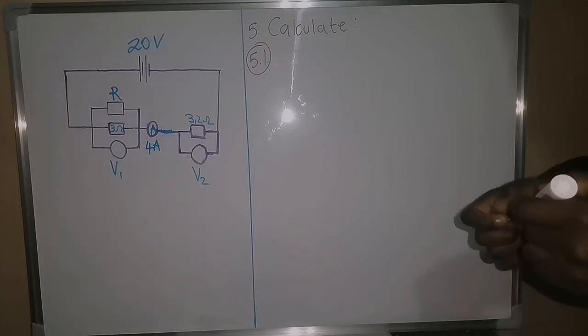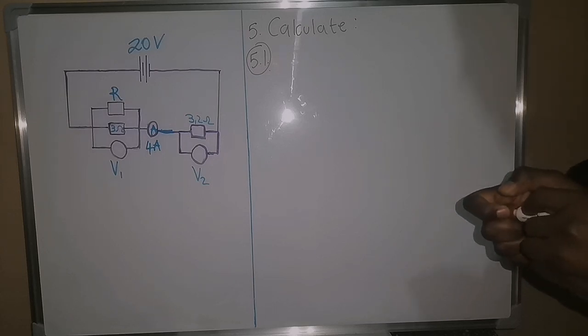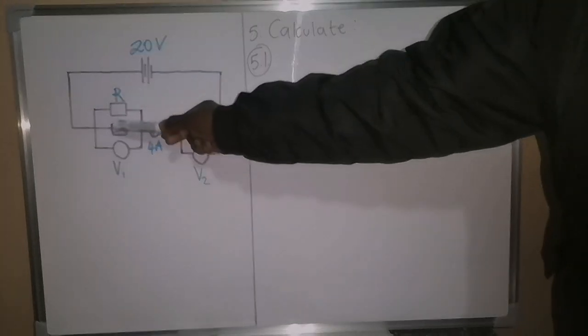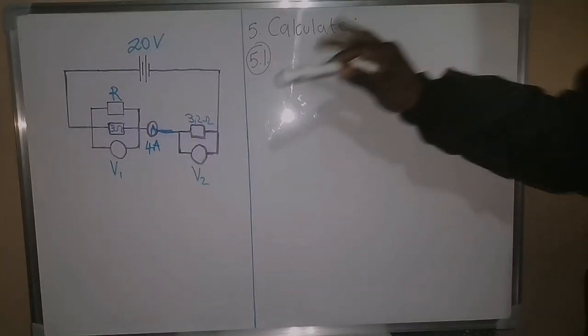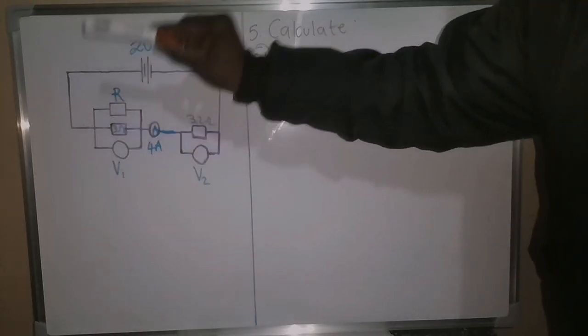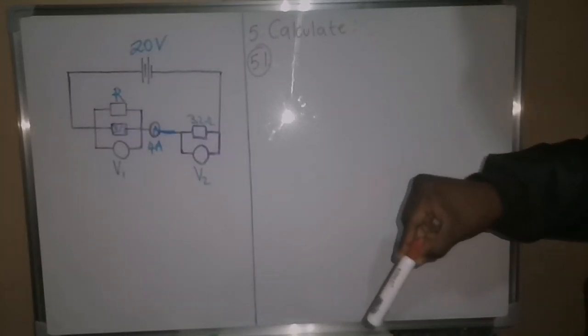So now we need to check where our resistors are in the circuit. We have 1, 2, and 3. We have 3 resistors. This one is in series, these 2 are in parallel. So now, how do you find the total resistance of the circuit?